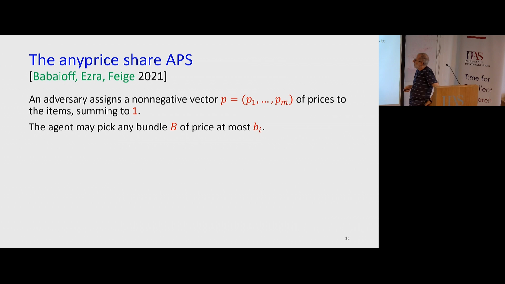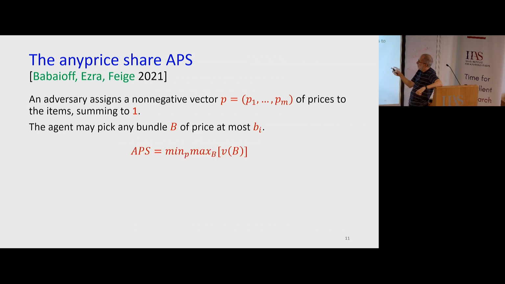And then the agent may pick any bundle as long as the price of that bundle is not larger than the entitlement of the agent. So the entitlement of the agent is some number between 0 and 1, saying what relative fraction of the whole goods he is entitled to. So here, to measure whether he got this fraction or not, we measure it according to the prices of the goods as given by the adversary. Okay.